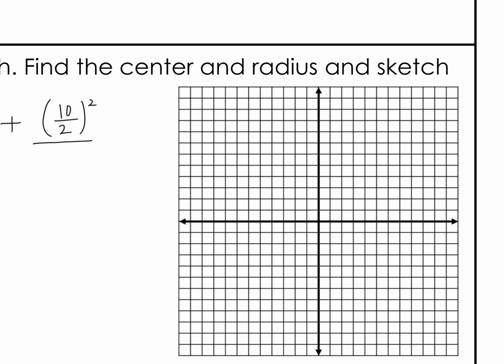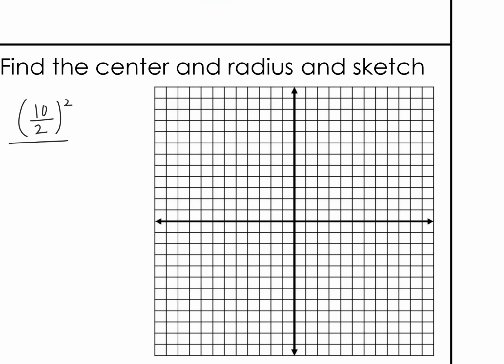So we would have that positive 3. So right 3 and then negative 5, so down 5. Okay, and then using that radius of 4, I'm just going to go up, down, left, and right 4 to plot some points for my circle. All right, and once you've done that, you can draw your circle.